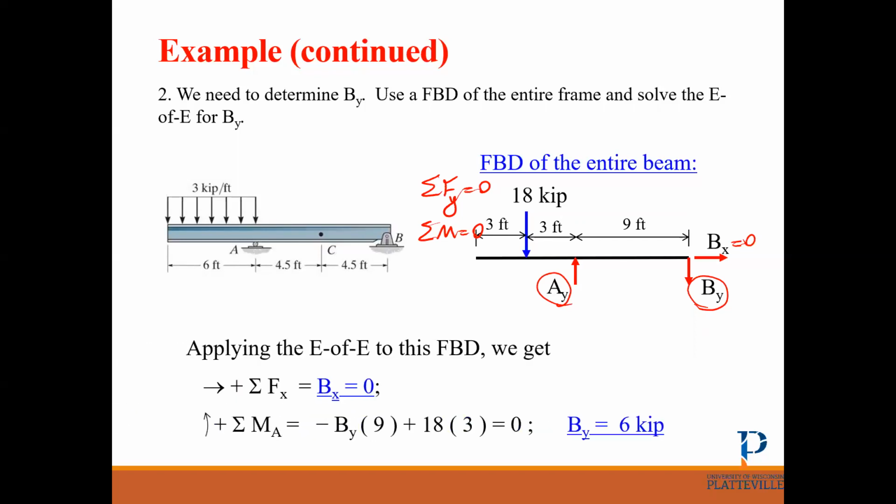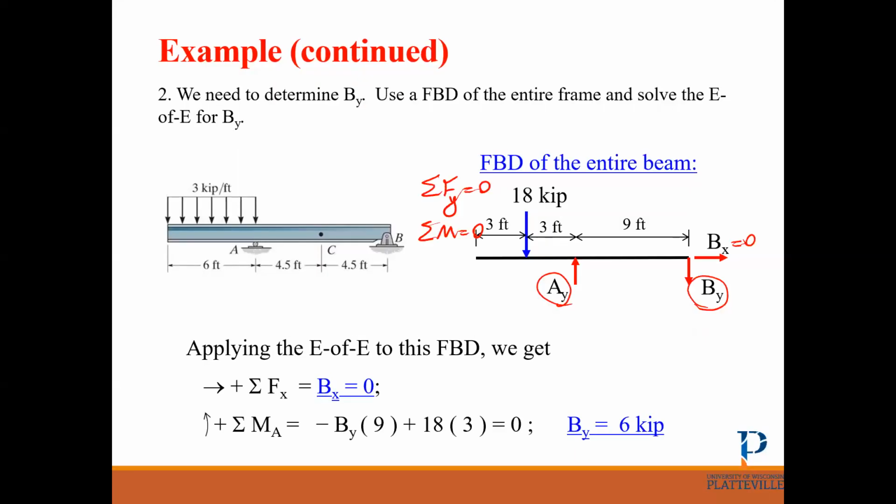All right, let's see what you get. So Bx is 0. If you take the moment about A, By multiplied by the distance, which is 9 feet, makes a clockwise moment. That's why, if we make it a clockwise moment, it's negative, then it's 18 kips multiplied by the distance from A, which is 3, and this one is counterclockwise, so it's positive.